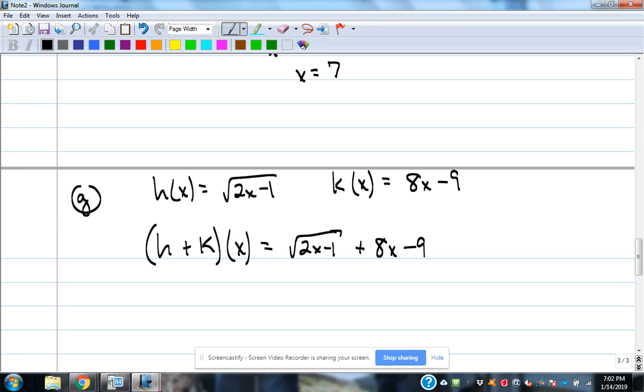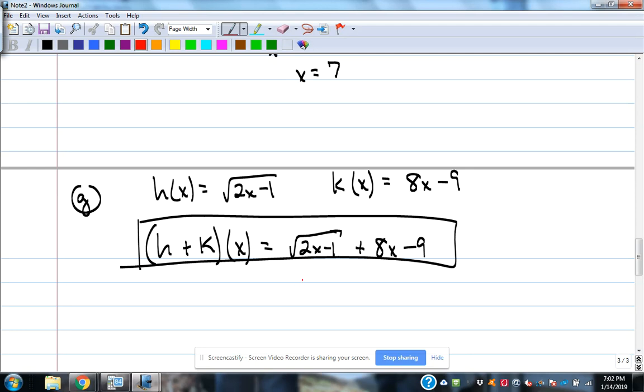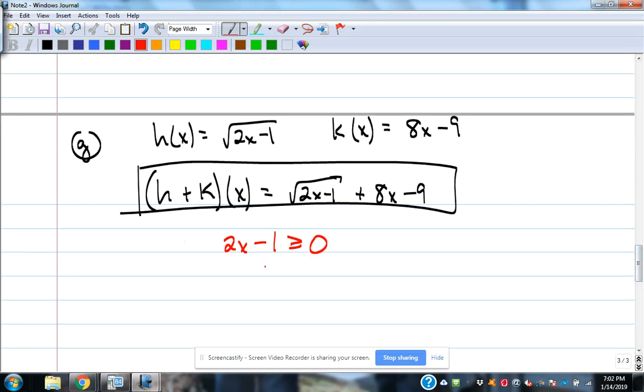The domain, what part of that is the red flag for the domain? The 2x minus 1 is inside of a square root. So what do we do with it? Set it to what, 0? Equal to or greater than or equal to? Greater than or equal to. It's a square root, so we got to have 0 or positive. So that's why we use greater than or equal to. So setting that in there, add 1, divide by 2. X is greater than or equal to 1/2.